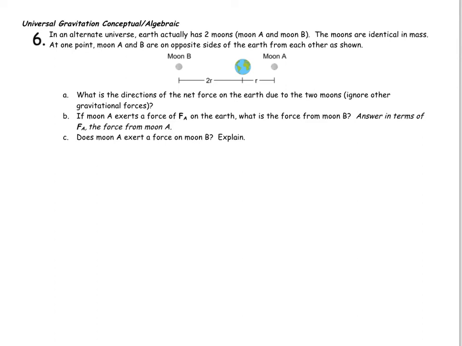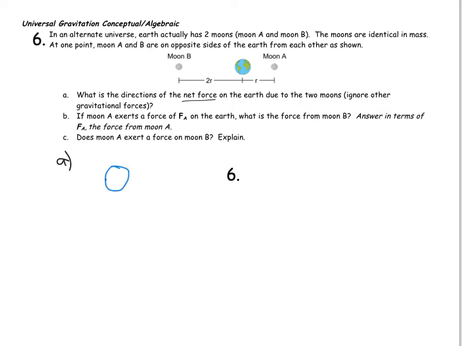We're going to get started here with our conceptual and algebraic questions for the universal gravitation problems. For this first one, we have a situation where there is an alternate universe where Earth actually has two moons, moon A, which is a distance of r away, and moon B, which is a distance of 2r away. We know the moons are identical in mass. What we want to first do is figure out the direction of the net force on the Earth due to the two moons. So let's first think about what forces we have acting on the Earth.